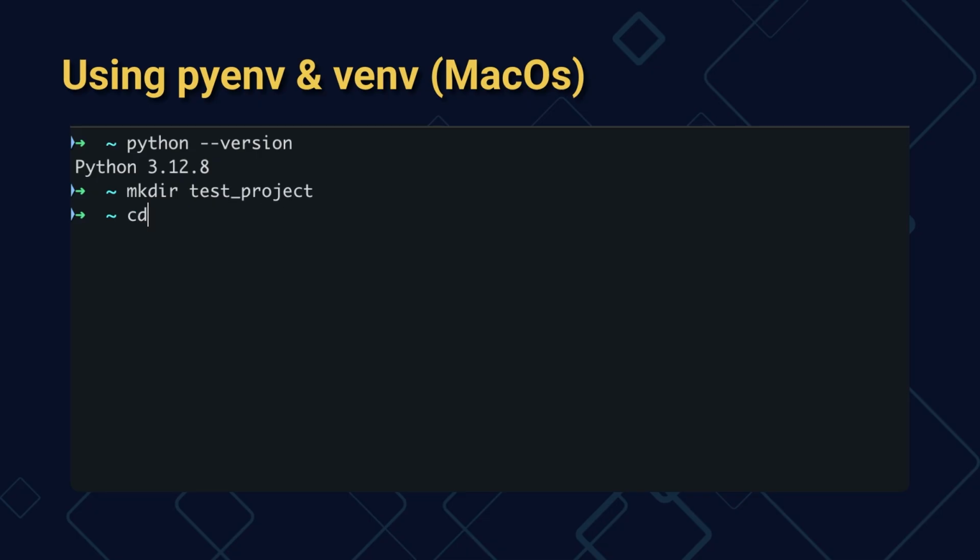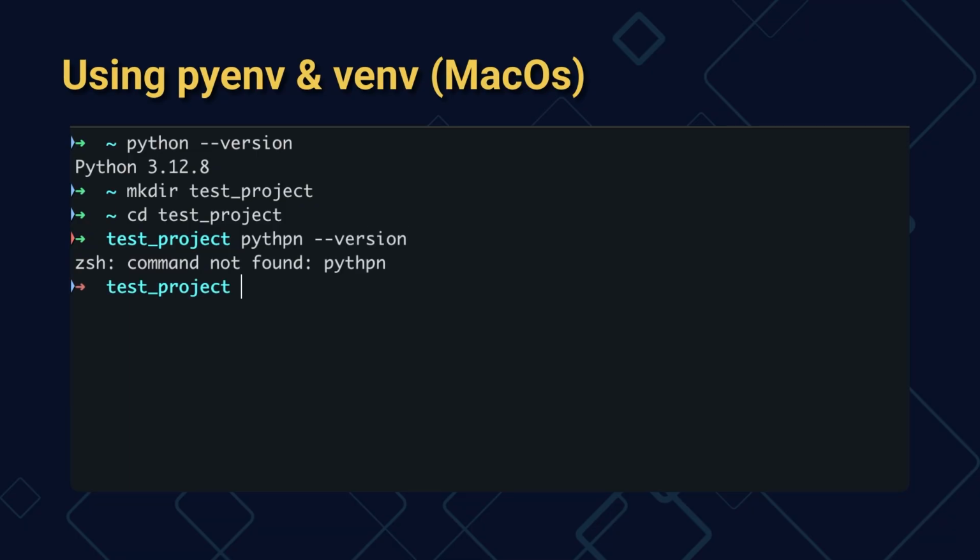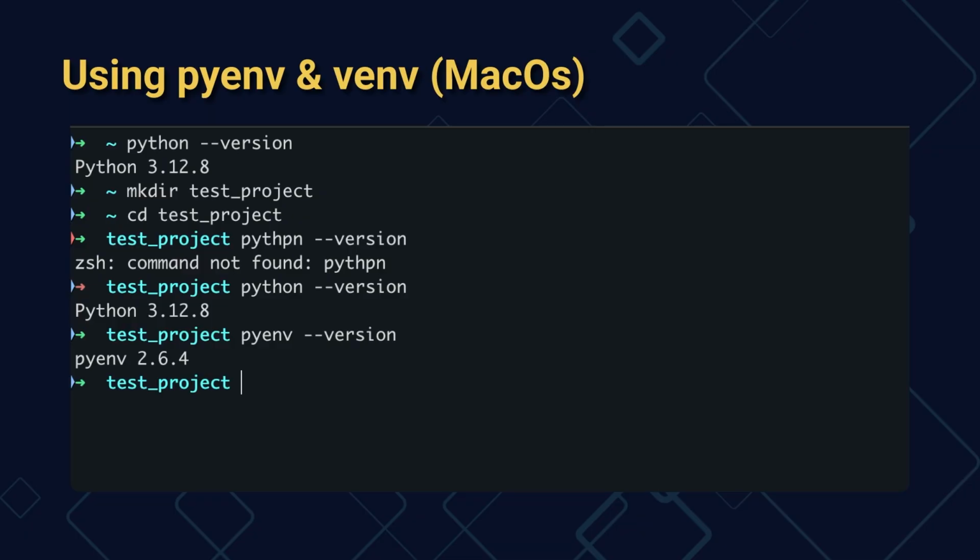Okay, now I cd to this directory, and then I'm gonna check the Python version here. Typo. Python version here is 3.12, the same Python version I have in my root or home directory. So I have installed pyenv based on the instruction in the GitHub repo, and the version is 2.6.4.